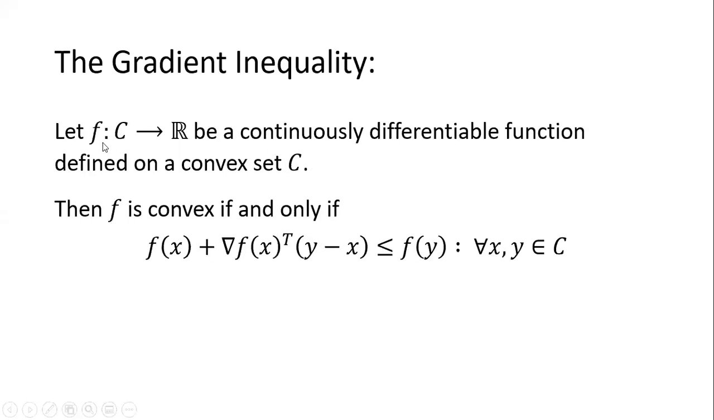The gradient inequality. Let f be a continuously differentiable function defined on the convex set C. Then f is convex if and only if f(x) plus the gradient of f(x) transpose multiplied by (y minus x) is less or equal to f(y) for every vectors x and y in the convex set C.